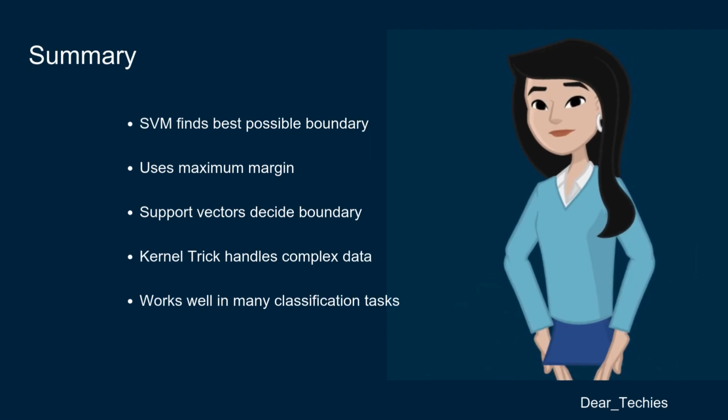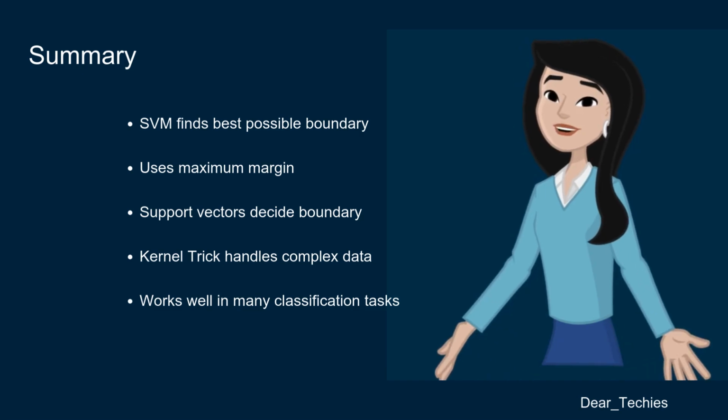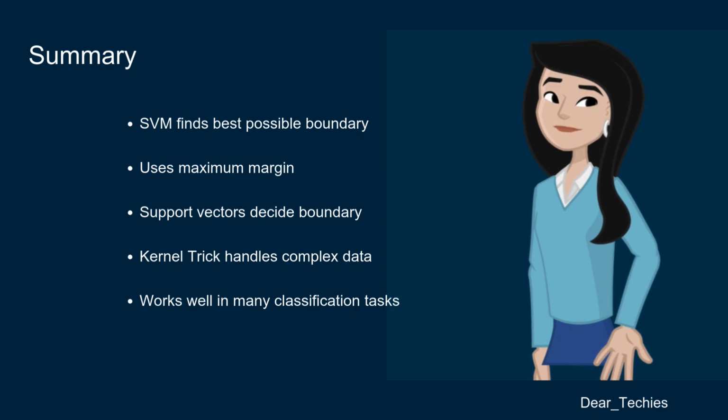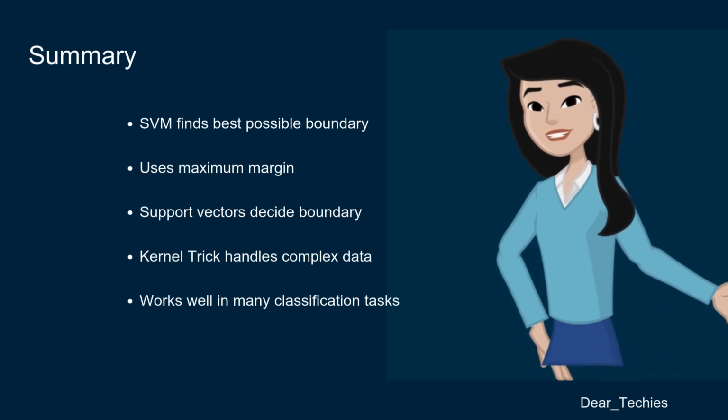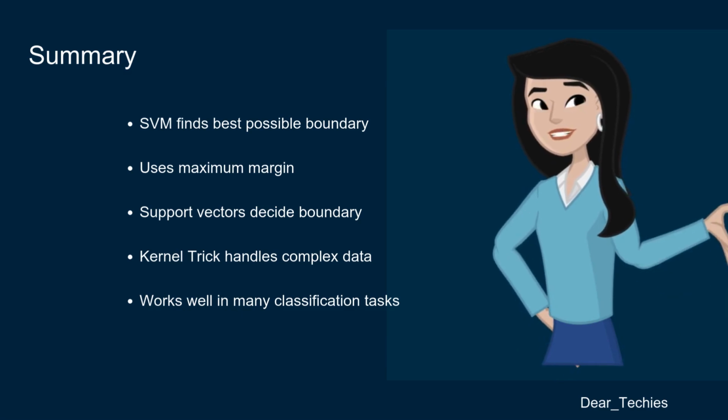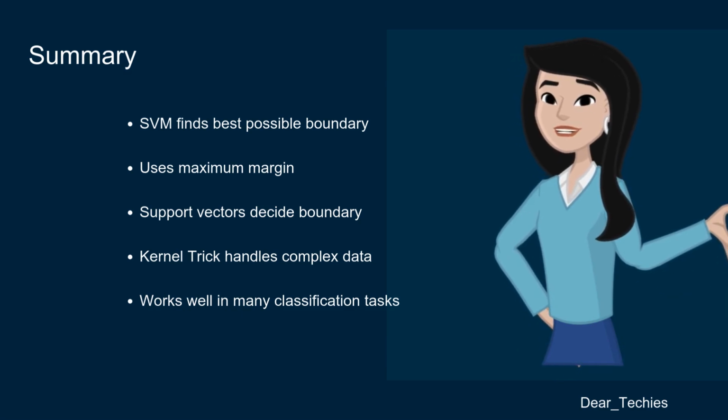To summarize, SVM is a powerful algorithm that finds the best boundary between classes. It uses support vectors and maximum margin to keep predictions stable. And with kernels, it can handle complex, non-linear data easily.